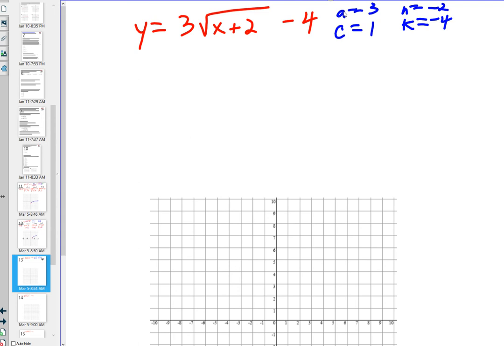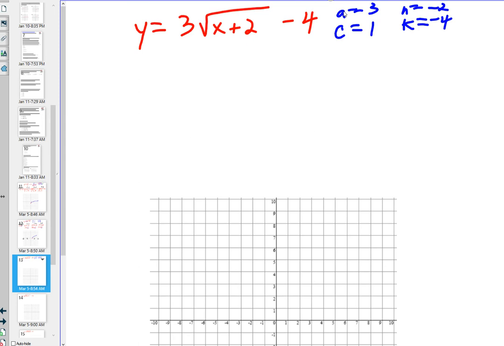So what is A going to do here? With an A value of 3, what's going to happen? It's going to be a vertical stretch. A is greater than 1. A also does things vertically. It's going to be a vertical stretch by a factor of 3. If you remember algebra 1, the starting shape is different.